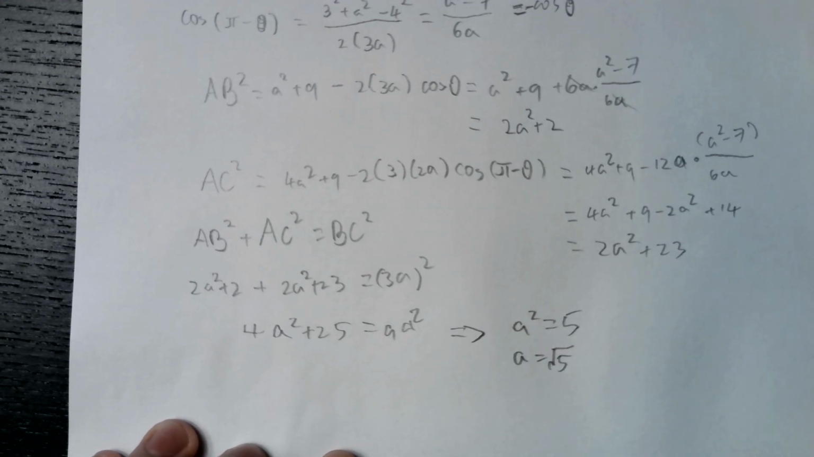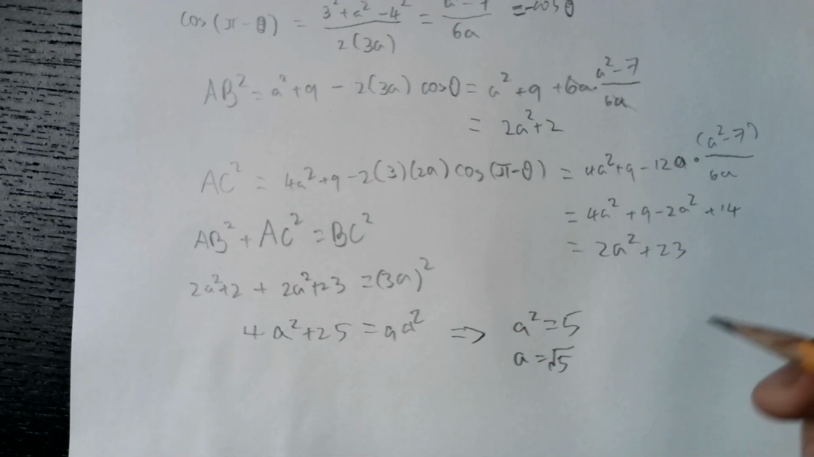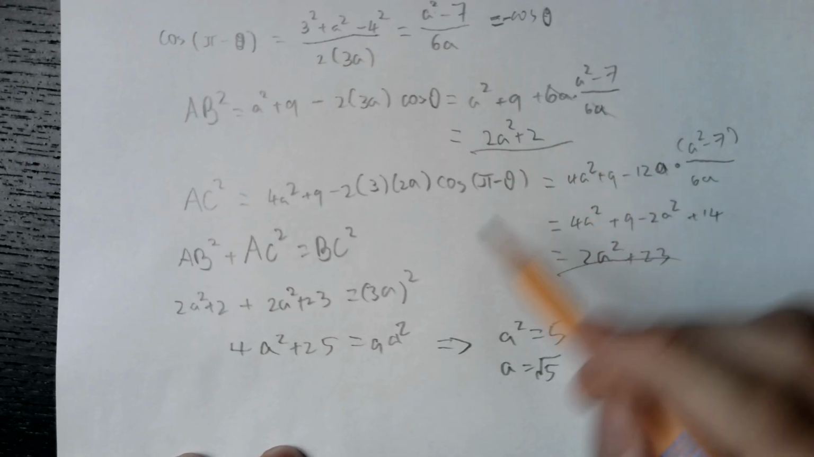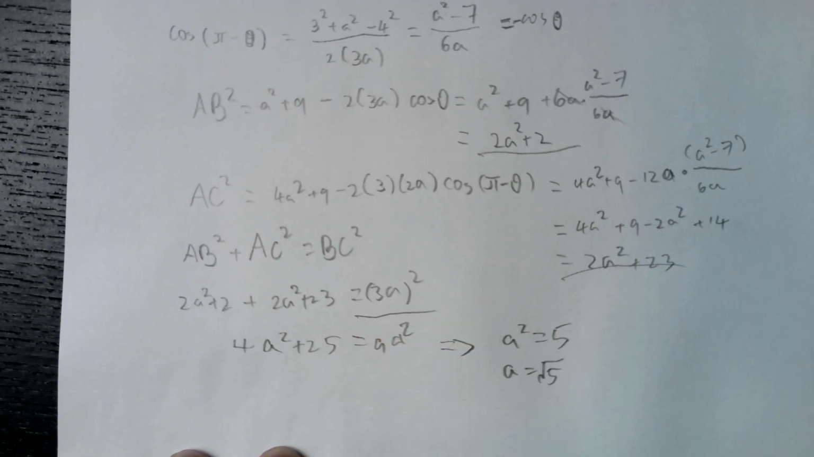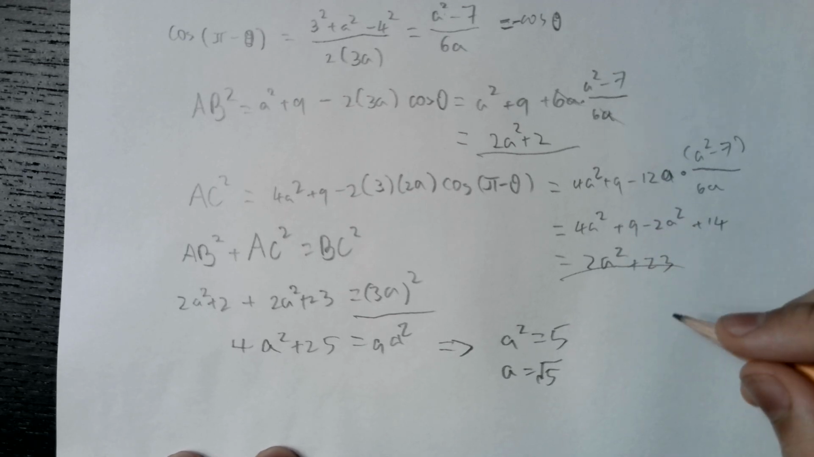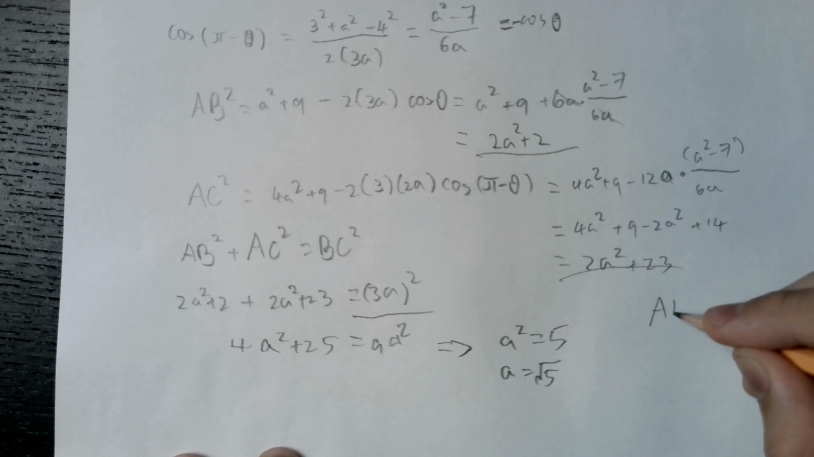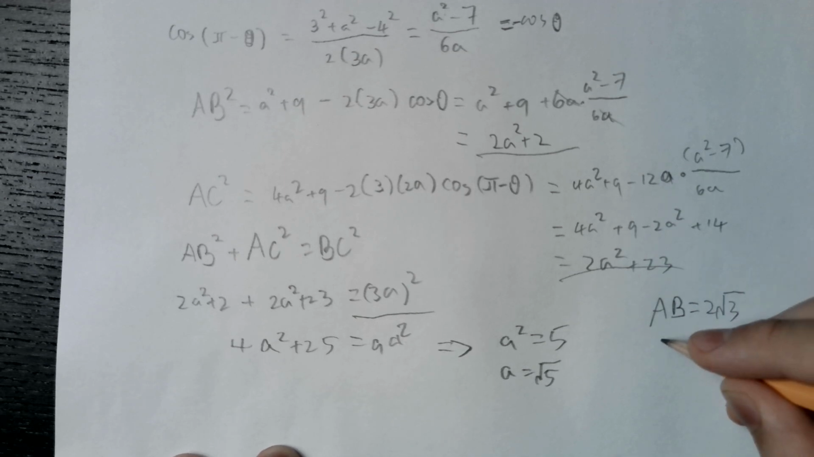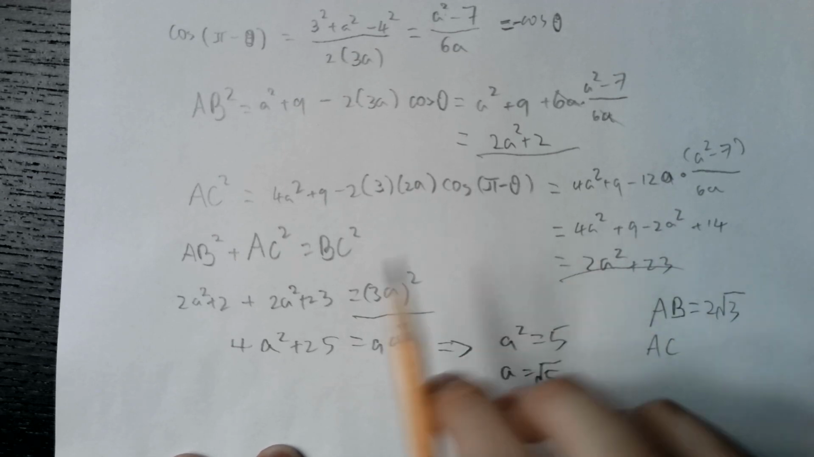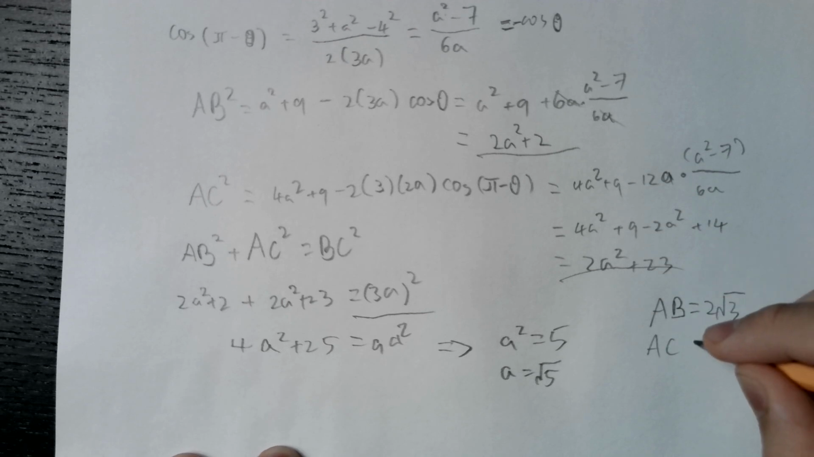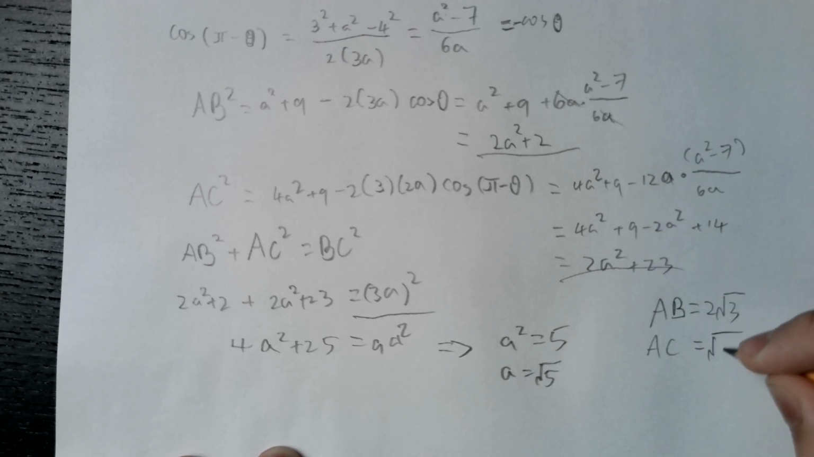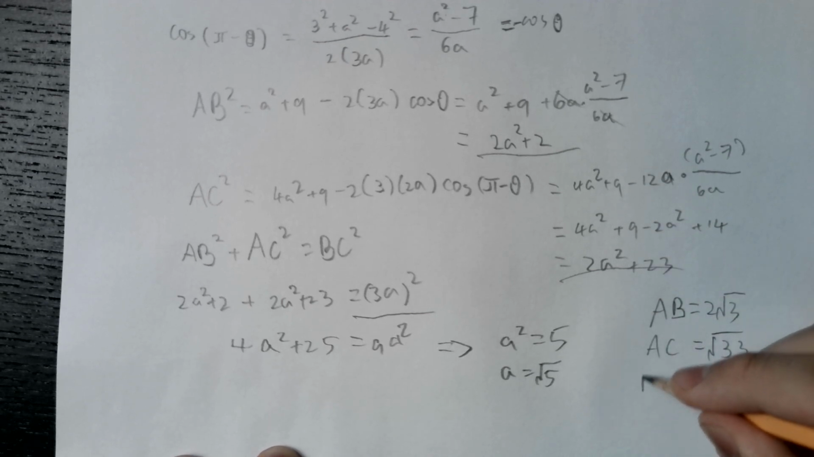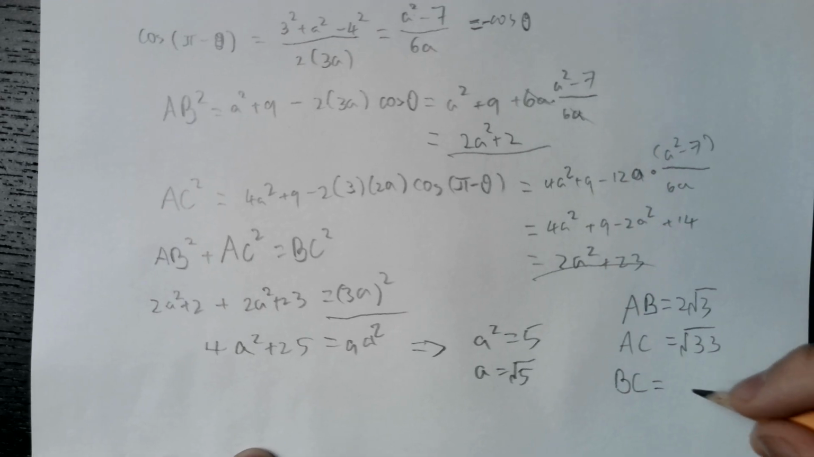Because a is equal to square root 5, we can simply plug this back into these three equations, and then square root the results. This is how I get that AB is equal to 2 times square root 3. Make sure you square root these after, because these are the squared versions of them. AC is equal to square root 33. BC is equal to 3 times square root 5.